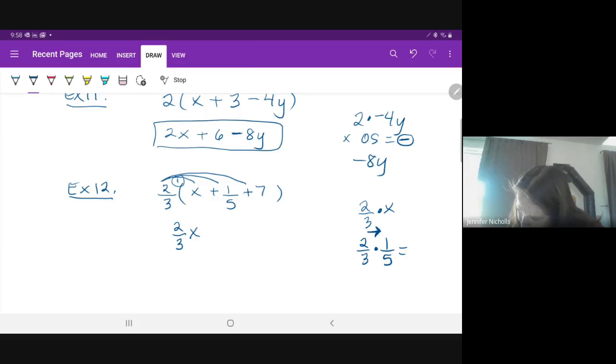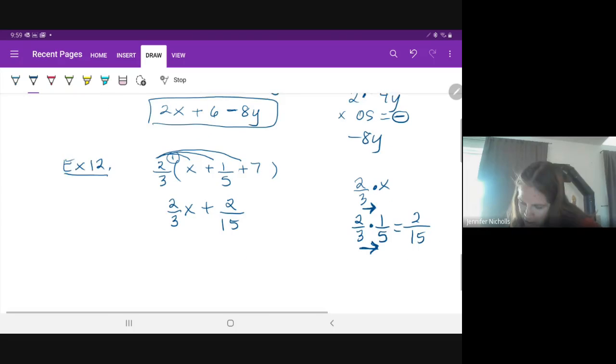Yeah, you multiply straight across for fractions. So draw a little arrow. For multiplying fractions, you multiply straight across. But for adding, you need a common denominator, so that's going to be important for later. 2 times 1 is 2, and then 3 times 5 is 15. So then this would be plus 2/15.